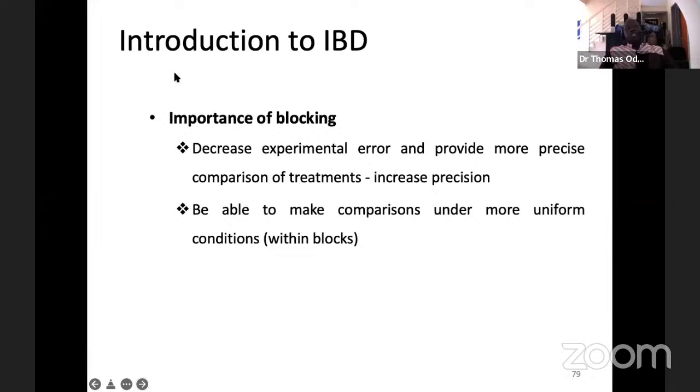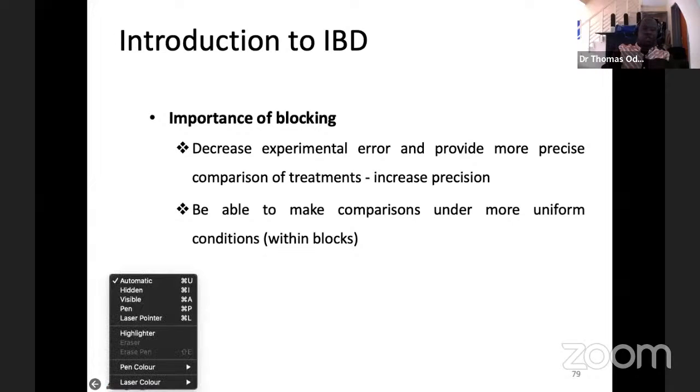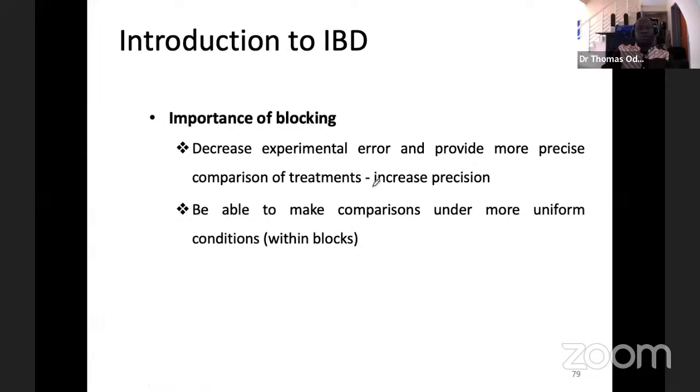So we've looked at the importance of blocking, and that blocking decreases experimental error and provides more precise comparison of the treatment. So we're looking at what we call increased precision. So you'll be more precise in your estimation. And this is one thing that we all want. We want an experiment with as little noise as possible. Blocking also will enable us to make comparison under more uniform conditions.